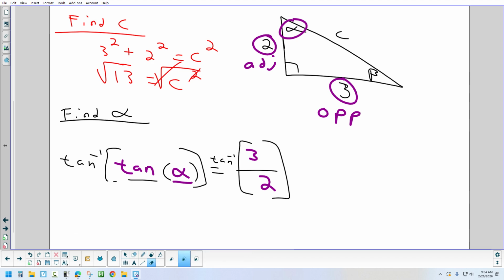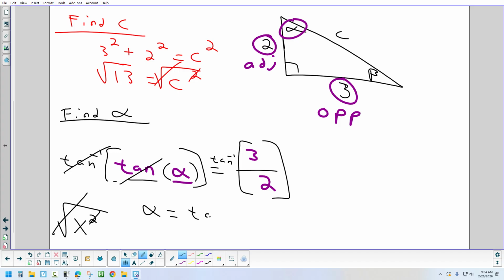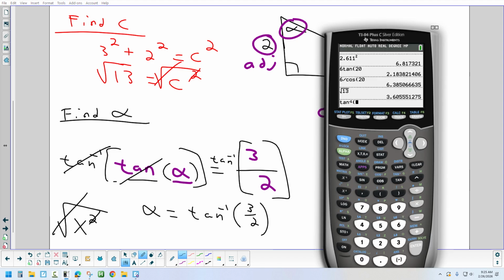And what happens on the left when we do that? You just have alpha left over? We just have alpha. It's like if I have x squared and I square root it. You just have x. Everything else cancels out. Well, here our letter is not an x, it's an alpha. So we have alpha equals the inverse tangent of 3/2. So now we have to type in inverse tangent 3/2. So second inverse tangent 3/2. So that gives us 56 point, that's going to round to 0.31.